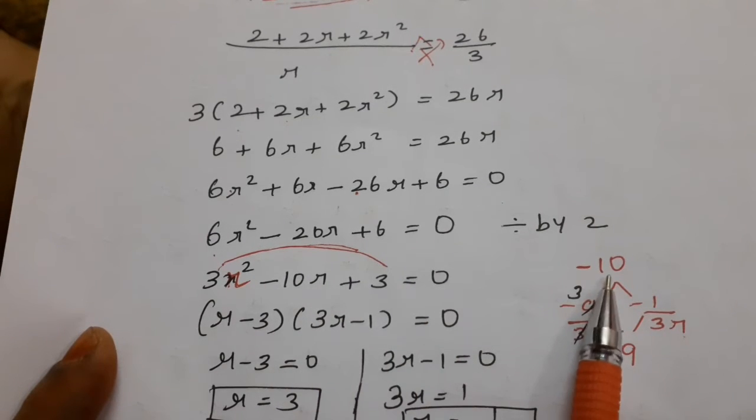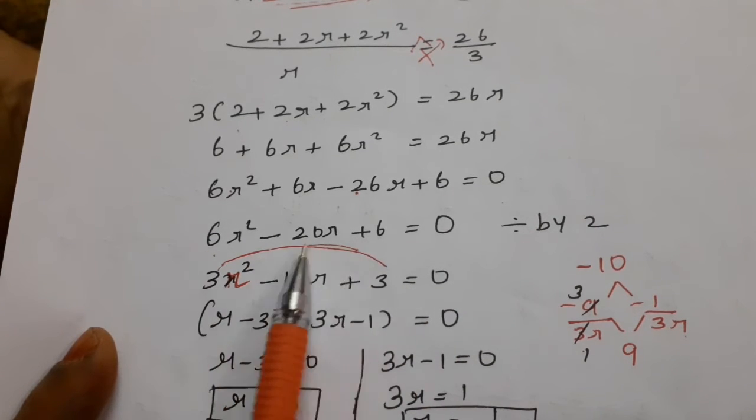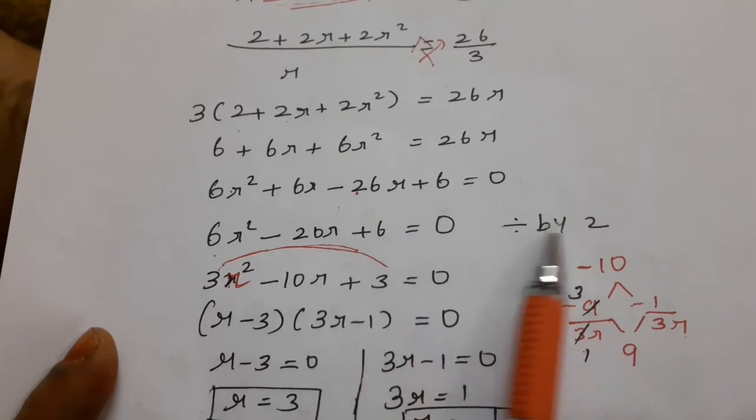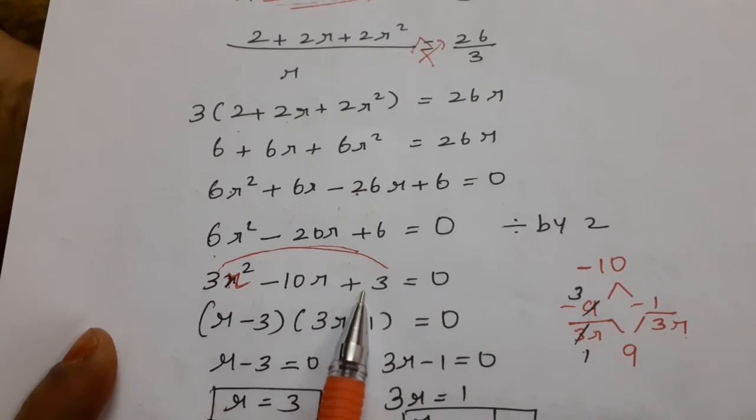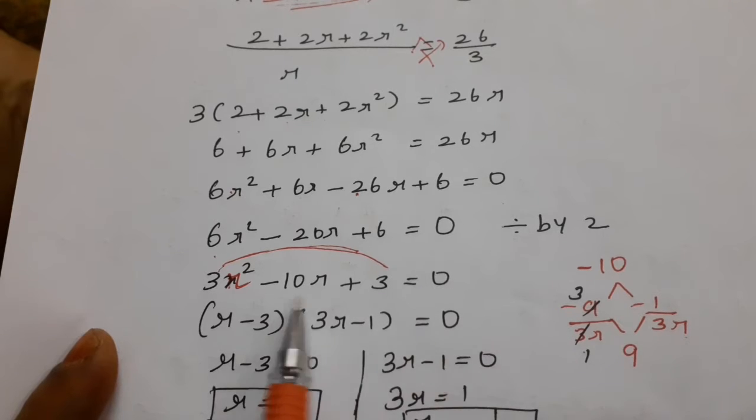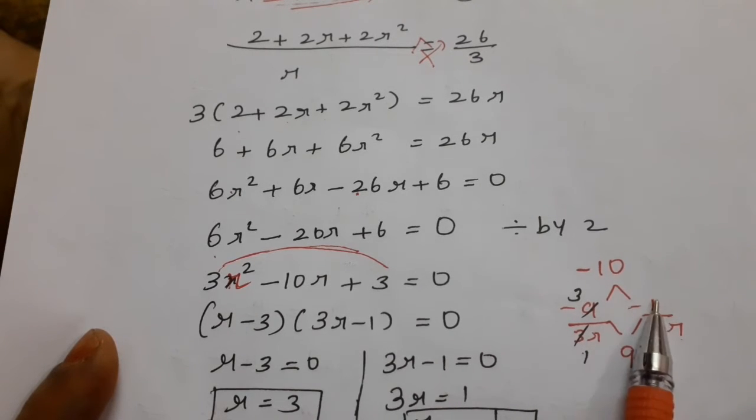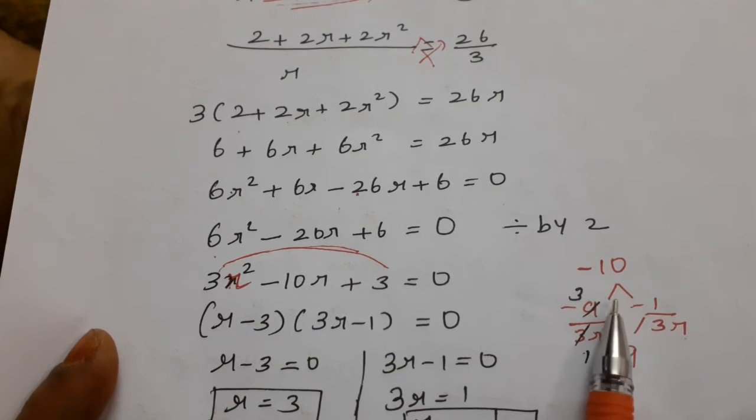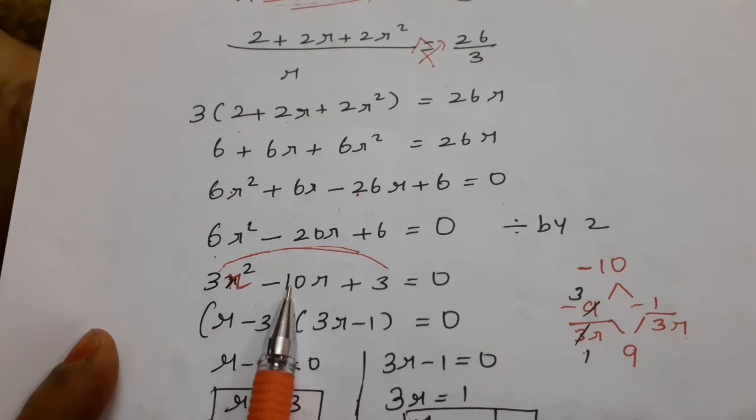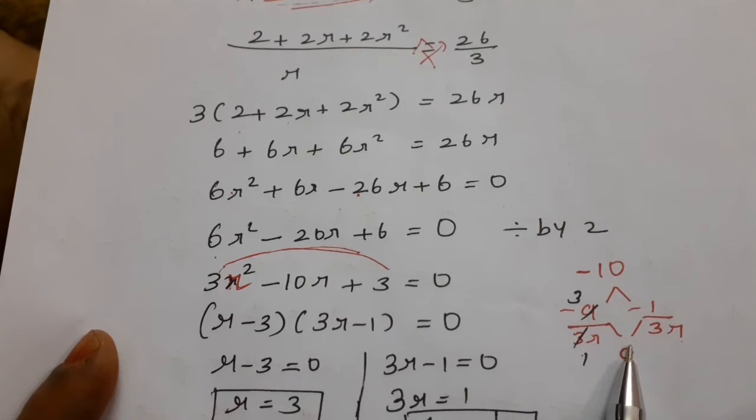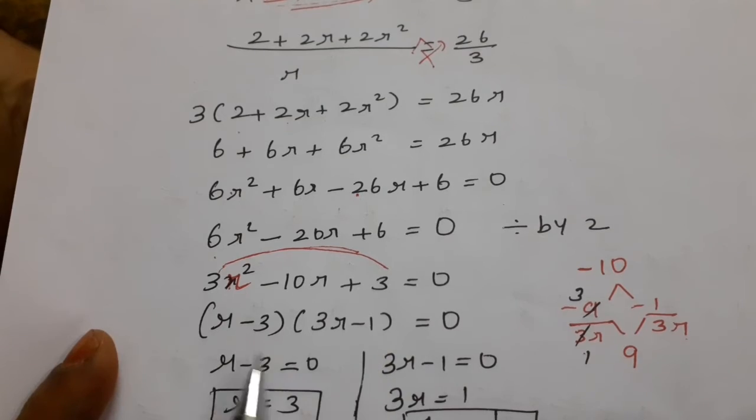So find the sum. After dividing by 2, it is easy for calculation. Divide by 2, we get what? 3r square minus 10r plus 3 equal to 0. So you find the sum and product using the factorization method. Sum of the roots is what? Minus 10. Product is what? 3 into 3 is 9. So using the factorization method, you solve that one.